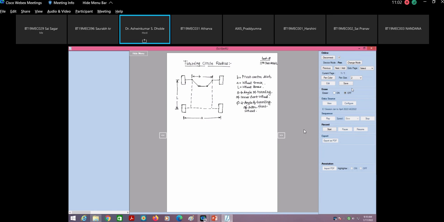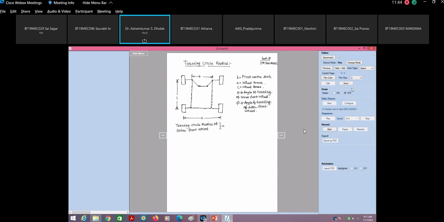Okay, so if you apply the trigonometric rules for the previous case, then we can simply write down the expression for the turning circle radius, which you can also derive. So I will write down the expression. The turning circle radius of the outer front wheel.